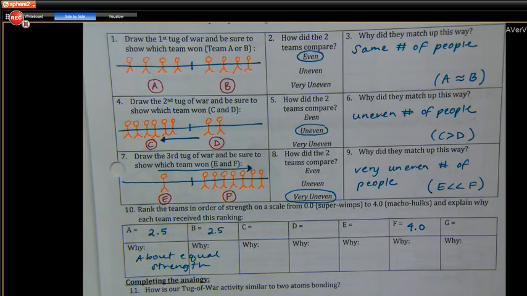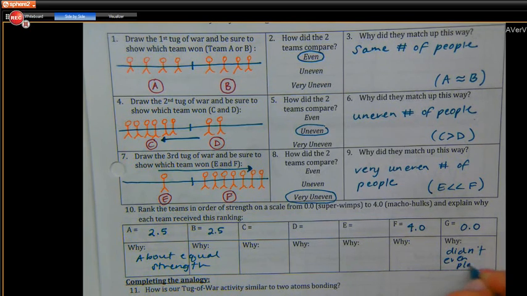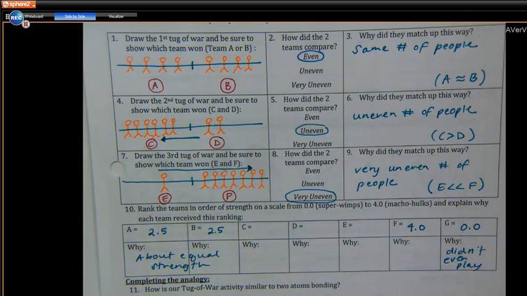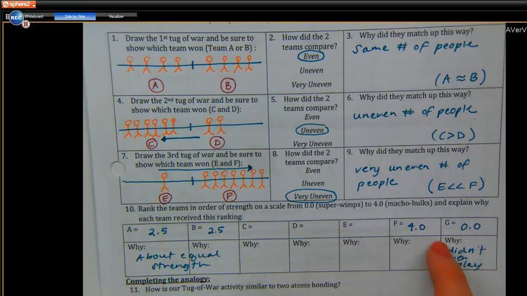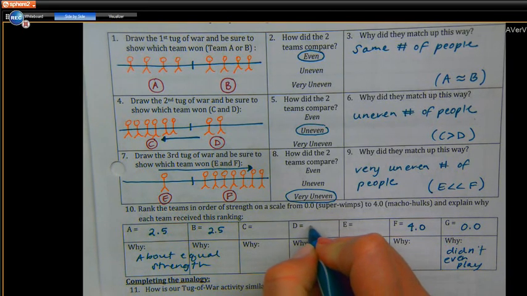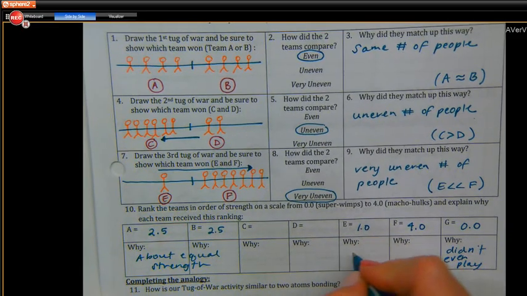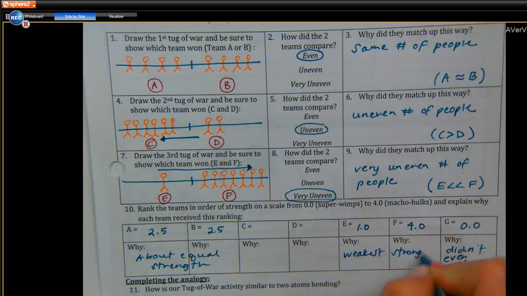So then between C, D, and E, we would say E's probably the weakest besides G, who didn't even play. So let's give him a 1.0. F was definitely our strongest. That's why they got the 4.0. And then I would say D is probably our second weakest, so maybe 2.0. And C is maybe 3.5 because they were our second strongest. Okay?